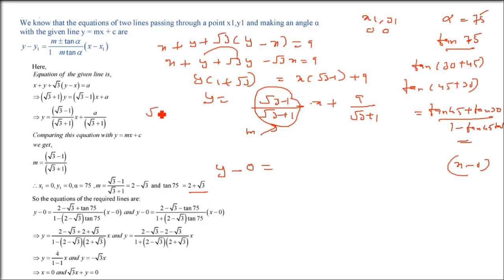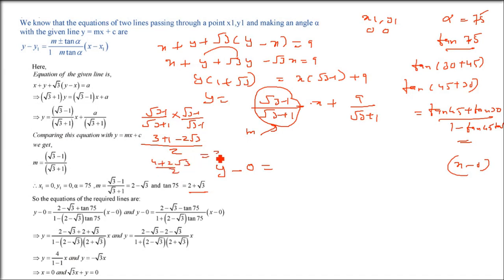So multiply numerator and denominator by root 3 minus 1. You get (root 3 minus 1) by (root 3 plus 1), and multiply numerator and denominator by root 3 minus 1. So what do you get? Root 3 minus 1 whole square is root 3 square, which is 3, plus 1, minus 2 root 3, by root 3 square minus 1 square. So 3 minus 1 is 2. So 4 minus 2 root 3 by 2. We have already done it like this.